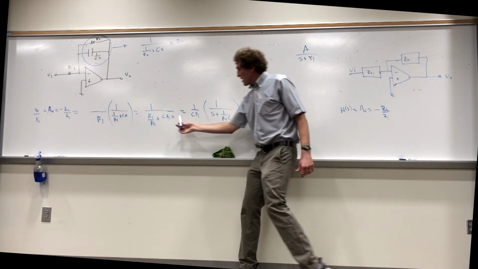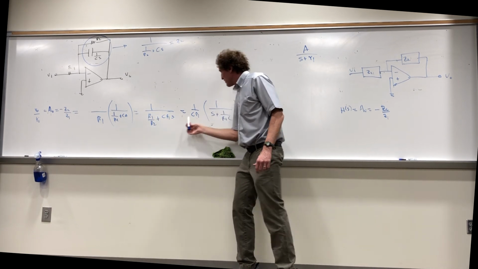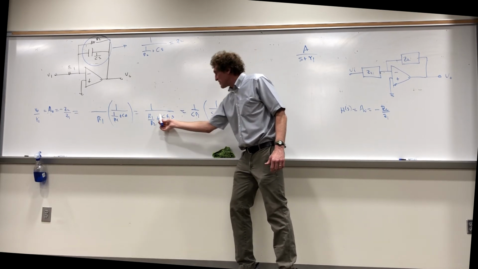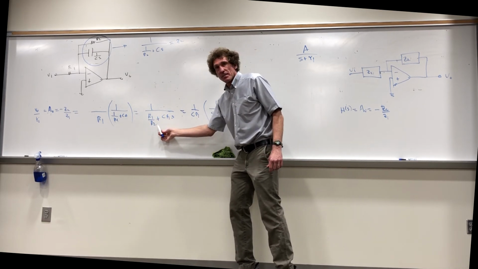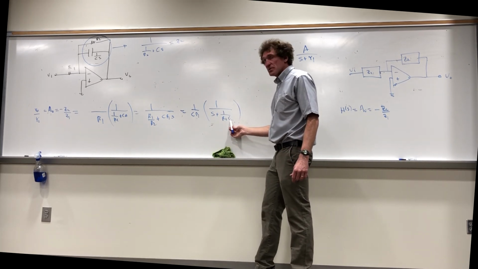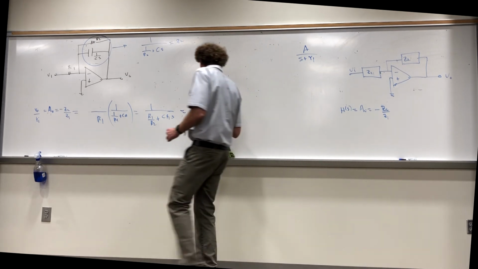I factored out, I've divided everything by CR1. I pulled that out in front. Got me? All right. So if I did this, I have to divide that by CR1, don't I? So I have 1 over R2C, right? Plus S. Now why did I do it that way?